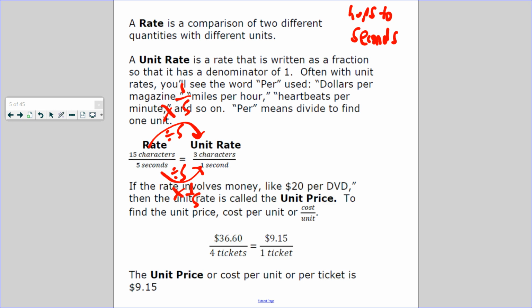And then there's something called unit price. If the rate involves money, like $20 per CD, then the unit rate is called unit price. The unit price is cost per unit, or cost over unit.